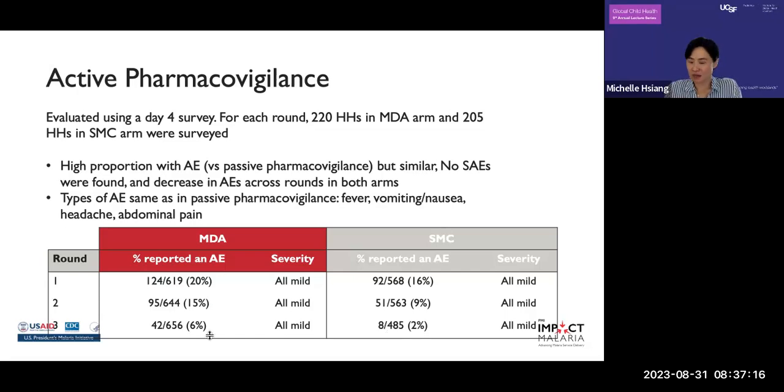I think this is because if you ask people, then they're going to tell you what kind of symptoms they have. But the important thing is that they were pretty similar across the arms, and that they decreased as the rounds went on, and that there were no SAEs. So we feel like the intervention was safe.